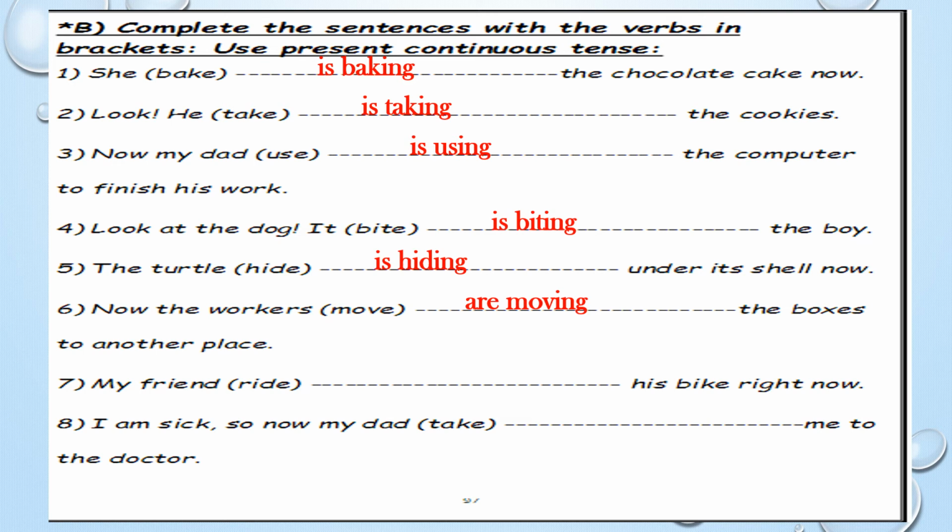Number 7. My friend ride his bike right now. Right now is from the keyword and my friend is a singular noun, so we are going to write my friend is riding his bike right now. Number 8. I am sick, so now my dad take me to the doctor. My dad is a singular noun also, so it takes is and then we cancel the E and put ing, so it becomes is taking.